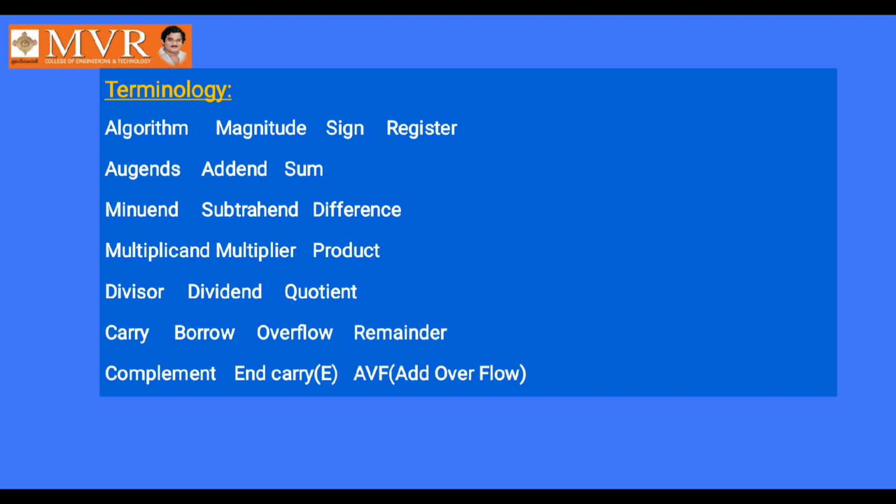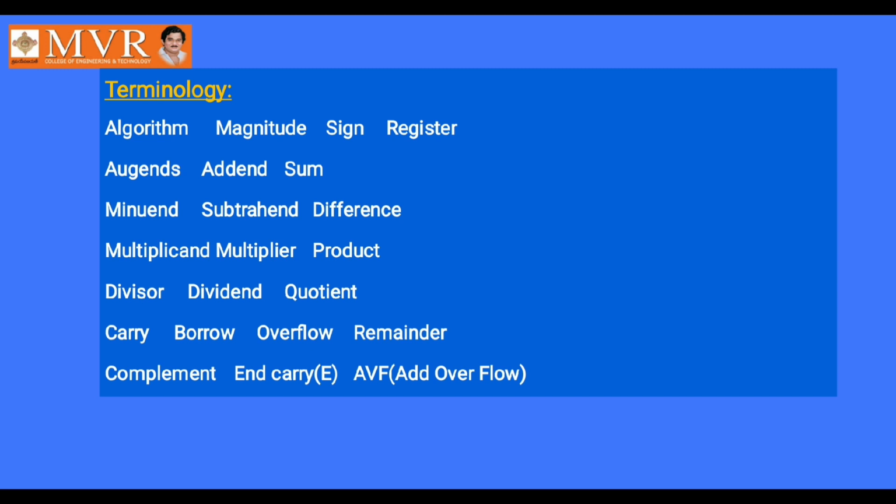Magnitude means, if you are going to perform operations on 2 numbers, the 2 numbers will have 2 values: one is sign, the second one is magnitude. Here the magnitude is nothing but the original value, where the sign says whether it is a positive or negative value. And the register is a place where we store the data, the input data. So 2 bits or 3 bits or whatever it is.